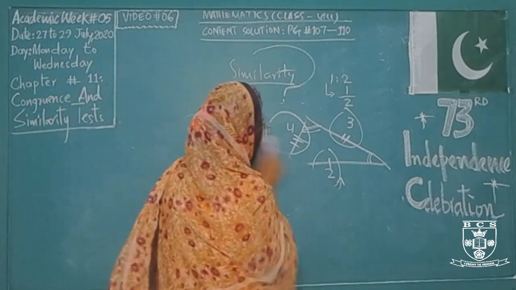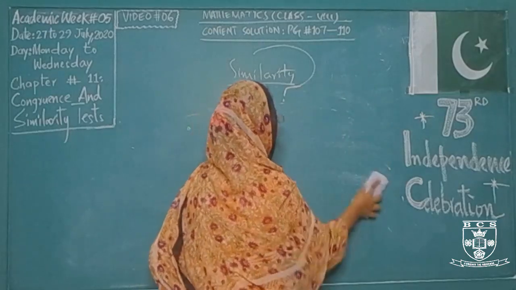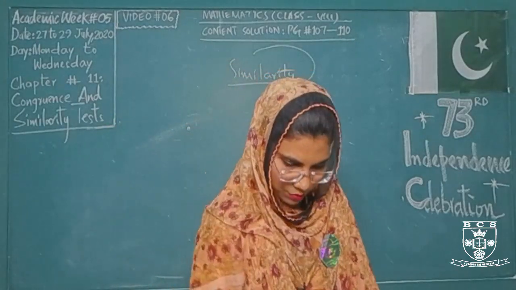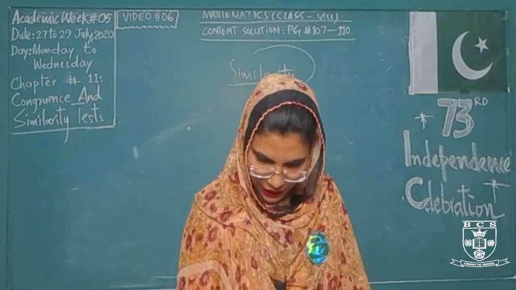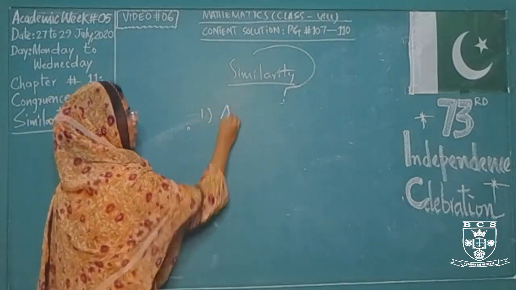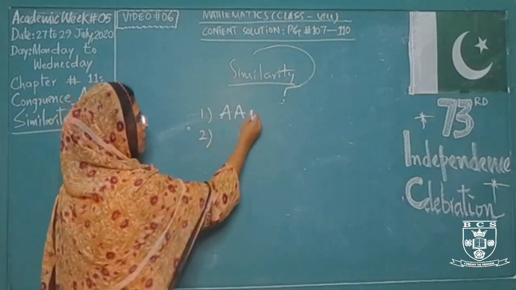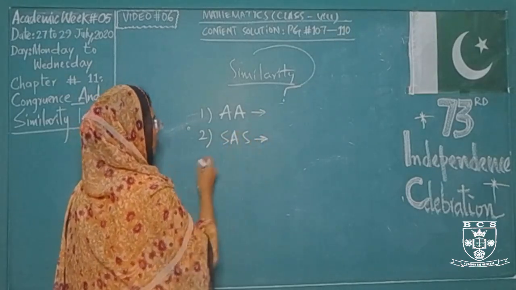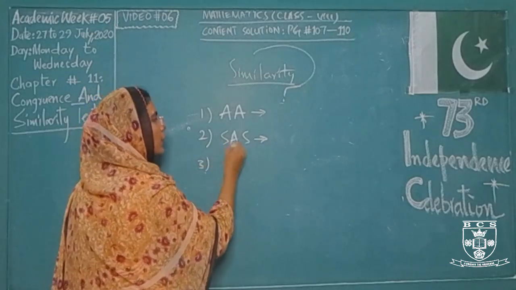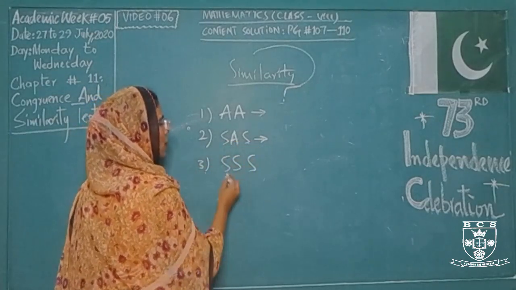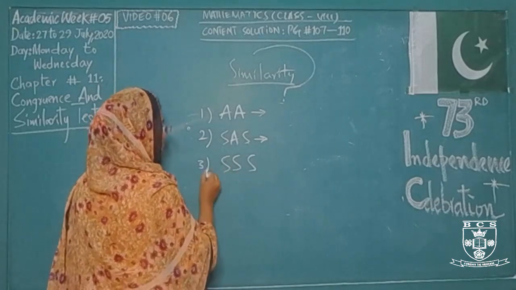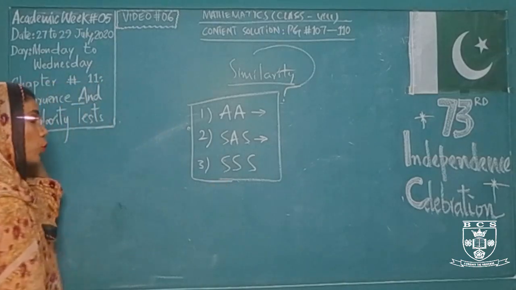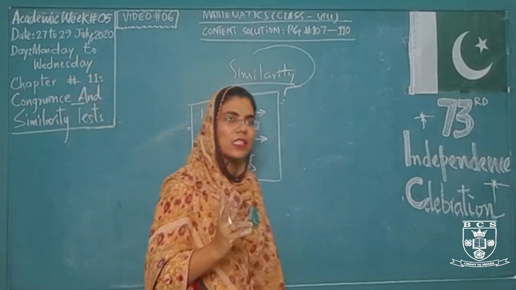So this was all about your similarity. Now I am telling you about the similarity tests. Just like congruence tests, you also have similarity tests. The similarity tests are: number 1, AA means angle and angle. Second one is your SAS, which means one angle and two different sides. Then SSS means three different sides. So these are the three different rules or similarity tests that we can apply for proving two different triangles are similar to each other.